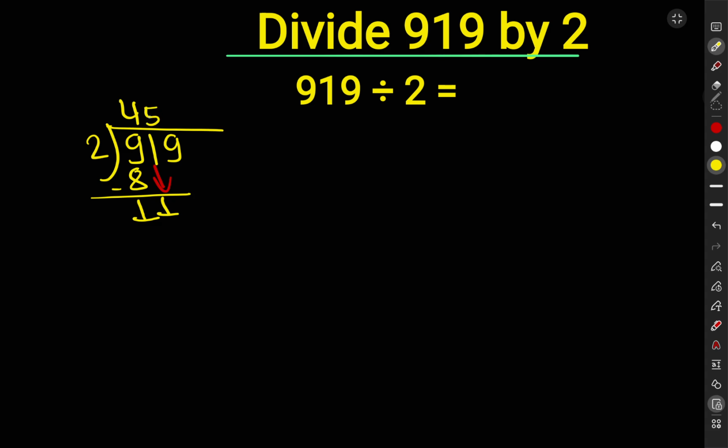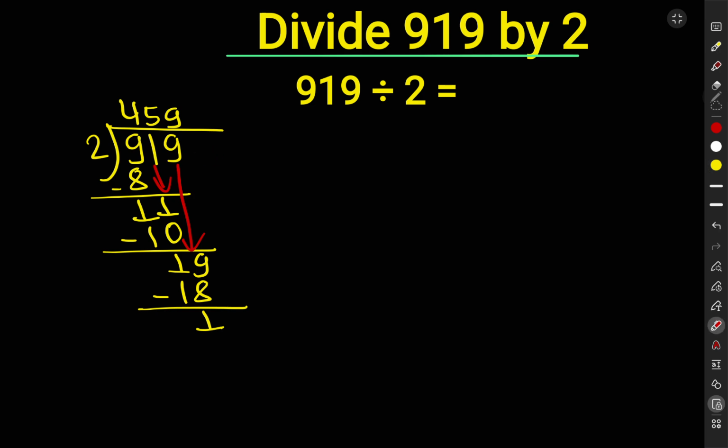So now we put down this 1 and it is 11. So 2 times 5 is 10. On subtracting we get 1. So again we put down this 9 and it is 19. So 2 times 9 is 18. On subtracting we get 1.